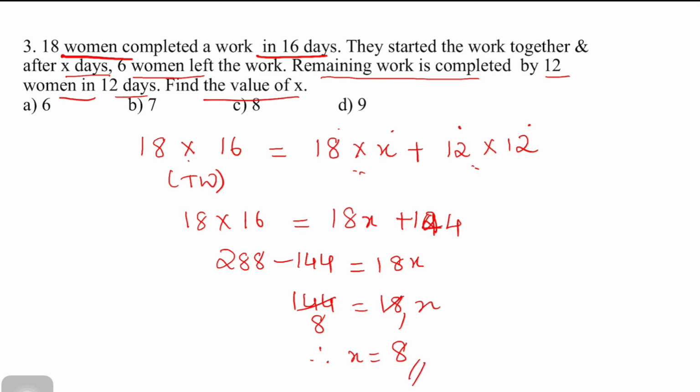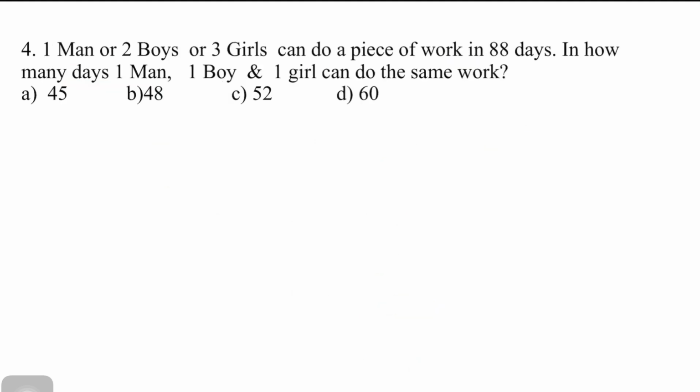So we'll see one last problem. One man or two boys or three girls can do a piece of work in 88 days. So in how many days can one man, one boy and one girl do the same work?